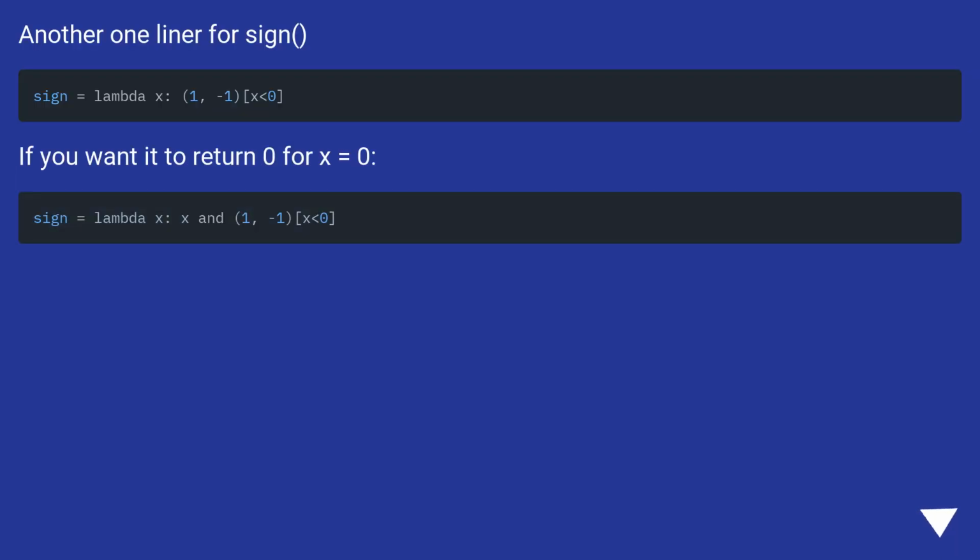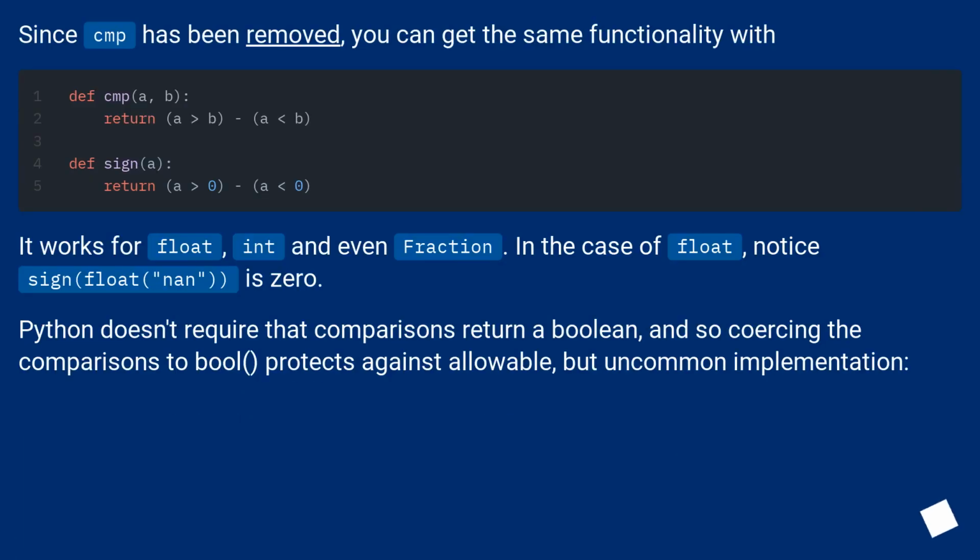Another one-liner for sign, if you want it to return 0 for x equals 0. Since cmp has been removed, you can get the same functionality with this. It works for float, int and even Fraction. In the case of float, notice sign(float('nan')) is 0. Python doesn't require that comparisons return a boolean, and so coercing the comparisons to bool protects against an allowable but uncommon implementation.